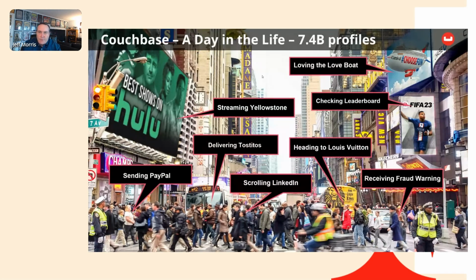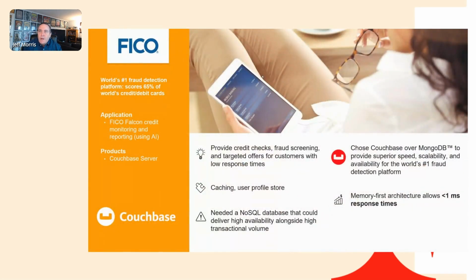So, and also there's the receiving fraud warning example. So let's dig a little bit into that. That's FICO's fraud detection monitoring system. It's an application called Falcon Credit Monitoring, and it's monitoring over 3 billion credit card accounts. It's doing this all in real time. It's caching your account profile within Couchbase, and it's providing less than millisecond response times for the application, so it can figure out if a particular transaction is valid or not. And the way they characterize it is two-thirds of the credit cards in your pocket are likely being monitored by Falcon and this particular service.